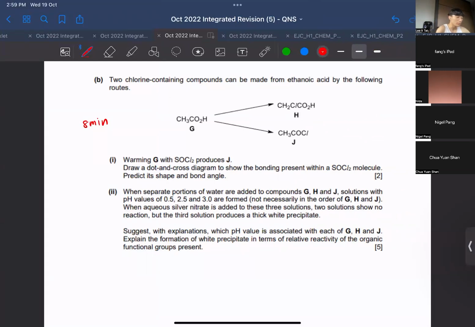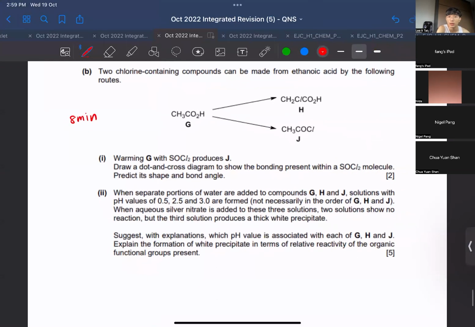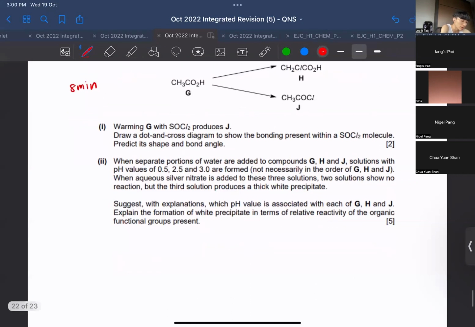All right, talk about part one first. Dot and cross diagram of SOCl2. First things first, go and identify the central atom. The central atom here can only be sulfur, because the central atom should always be the one that forms the most number of bonds. Chlorine can only form one bond, oxygen can form two bonds, but sulfur can form two bonds and can also expand its octet. So sulfur should be in the middle, and you should surround the rest around sulfur.